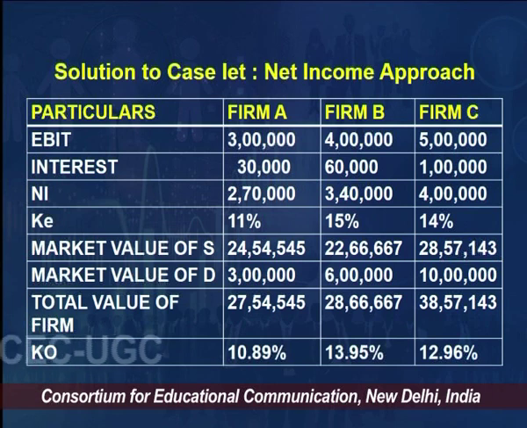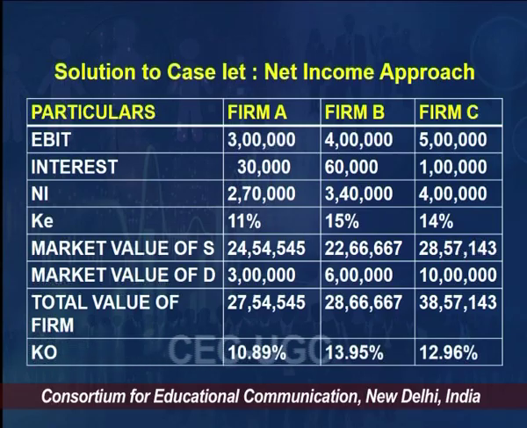Let us understand. So we have 3 companies. Let us take the first one, firm A in the second column. EBIT is 3 lakhs, interest is 30,000. So if we subtract interest from EBIT, we will get net income, which comes out to be 2,70,000. Now KE is given 11%. Now with the help of these two values, NI 2,70,000 for firm A divided by 11%, it gives me the value 24,54,545, right.